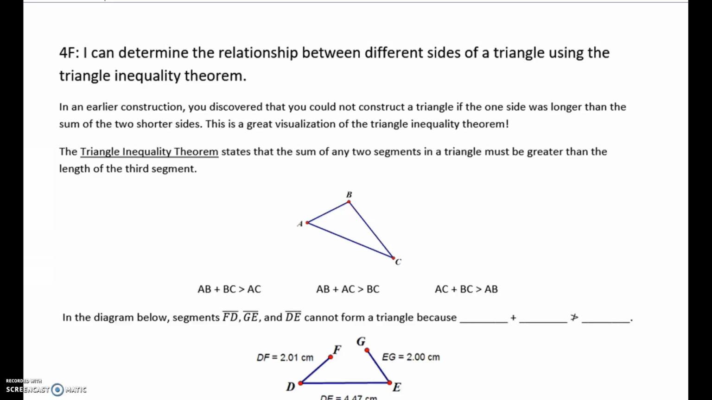Hello and welcome to lesson 4F. I can determine the relationship between sides of a triangle using the triangle inequality theorem.